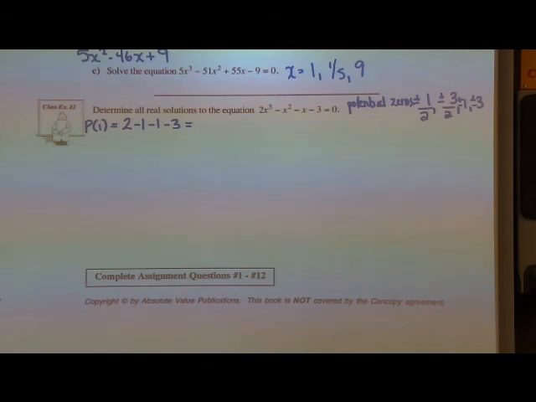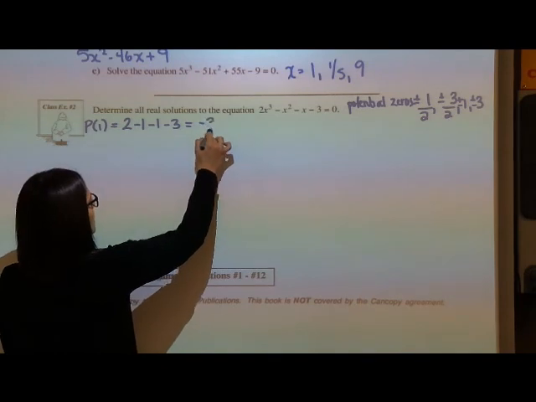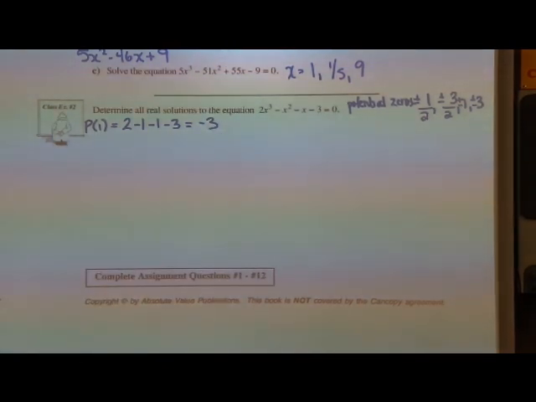Minus 1 is 1, 1 minus 1 is 0, 0 minus 3. So is 1 a potential 0? No. So then try negative 1.